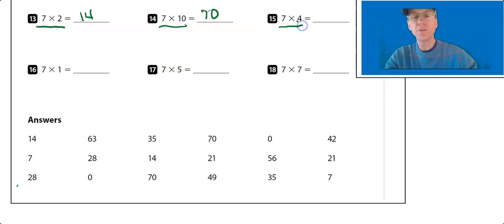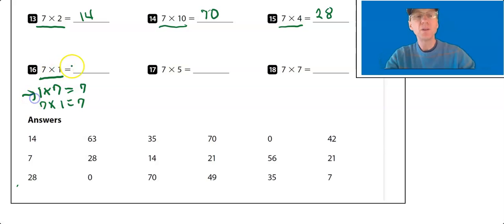7 times 4. Now I don't have my multiples written here anymore, but you could write them and look at your page for that. 28. And again, this is the same factors. They're changing the factors, but the product is the same. 1 times 7, the factors 1 and 7, the product is 7. And 7 times 1, the product is also 7.